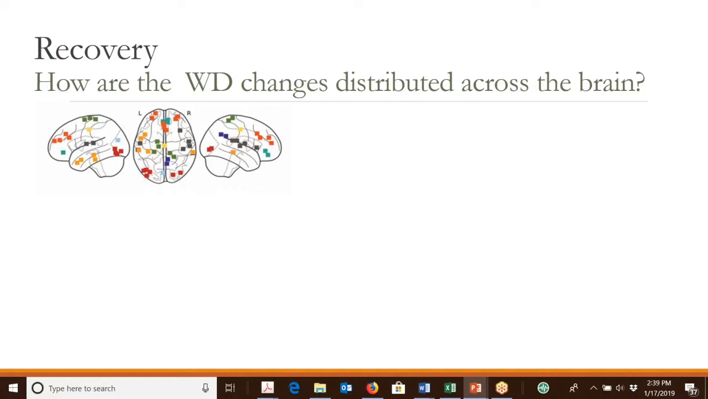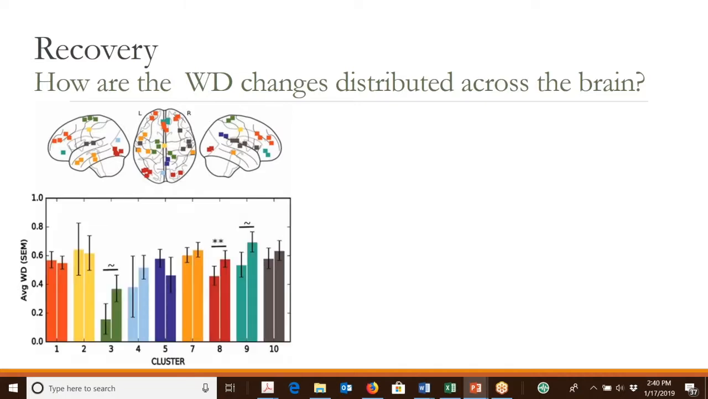Now that we know that WD values significantly change from pre to post-treatment, we can ask about WD, because remember, WD is a property of individual nodes. We can ask whether these WD changes are distributed in a uniform manner across the brain. Are all modules increasing in their local integration? Are there certain modules that are increasing more than others? So for each of the 10 clusters, or each of the 10 modules from the reference network, the two bars correspond to the pre and post WD values, the amount of local integration for each of these modules before treatment and after treatment.